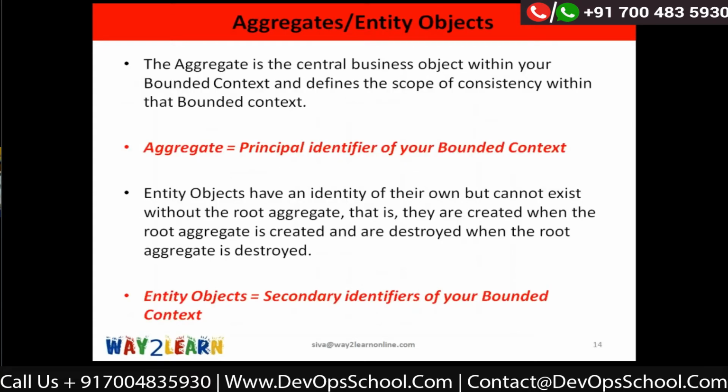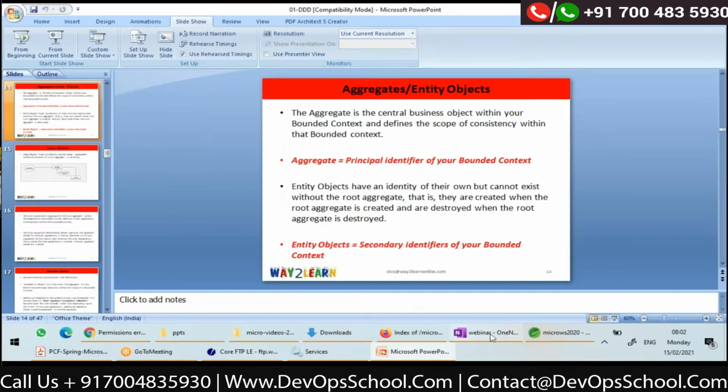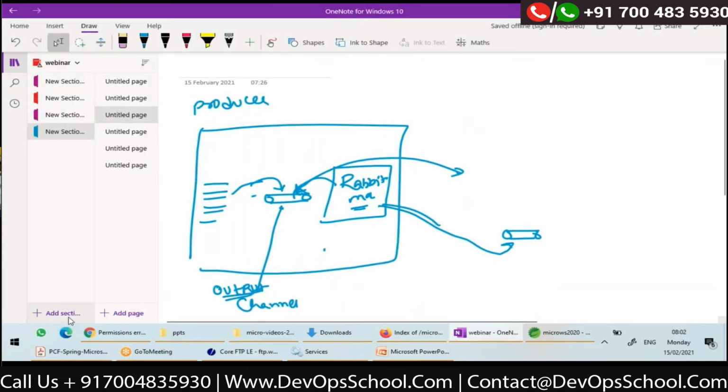So what is an aggregate? You need to understand: an aggregate is the central business object within your bounded context, and it defines the scope of consistency within that bounded context. Let me show you with an example.